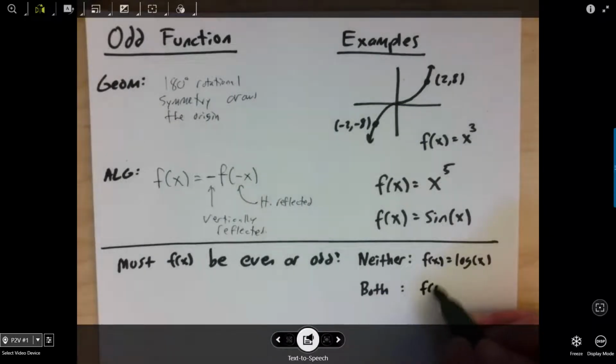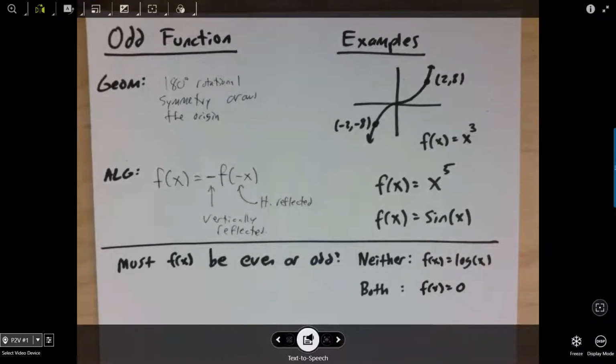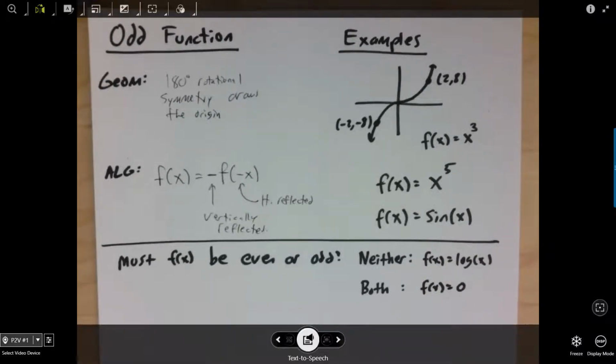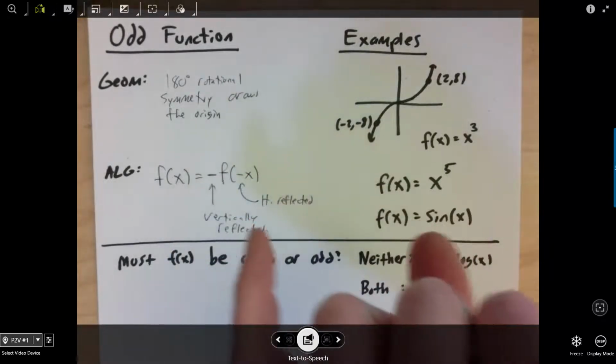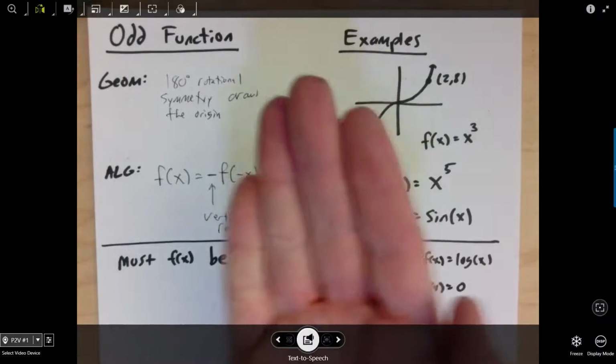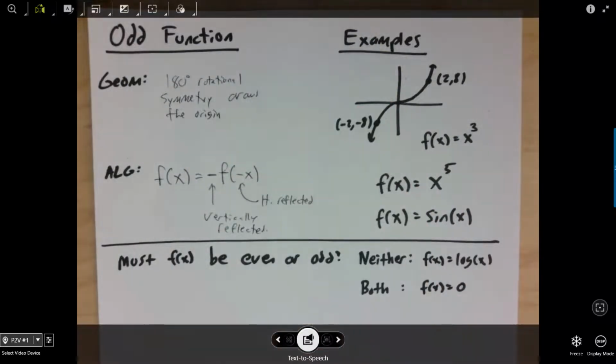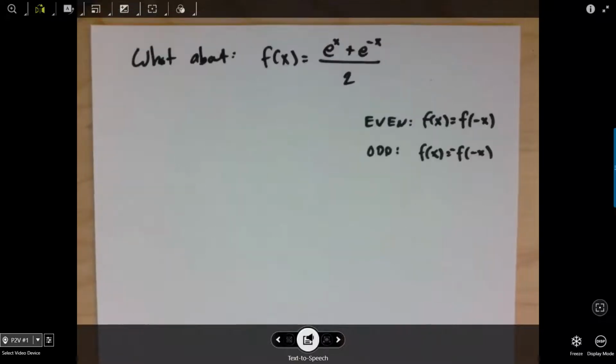The only function that I can think of, which is both, is the horizontal line y equals 0. That one you can imagine rotating the horizontal line 180 degrees, and it's the same. You can also imagine reflecting it, and it's the same. Whether or not this is the only function that's both is something that you would need to figure out how to prove if you really wanted to answer this question definitively. But I don't care that much. I just wanted you to think a little bit about this.